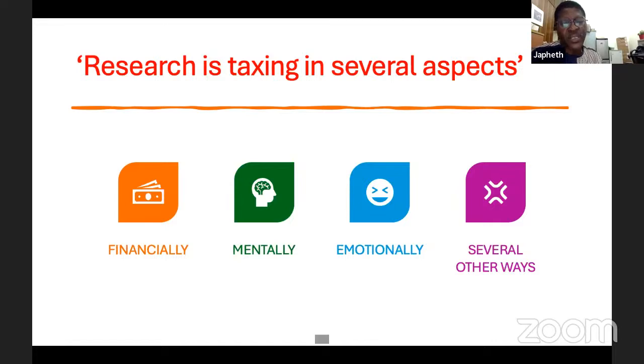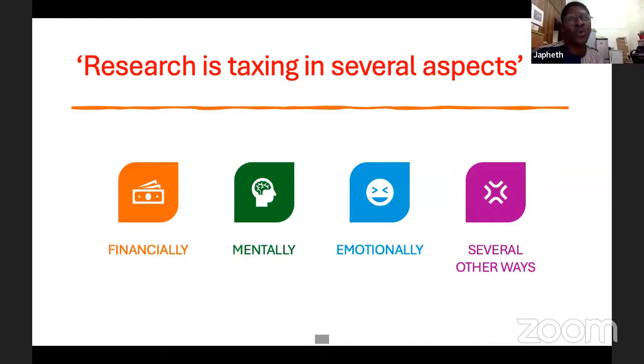What am I trying to say here? The association is doing very well. With time, if we are able to harness our resources very well, in terms of human capacities, we should be able to position ourselves to attract huge grants.